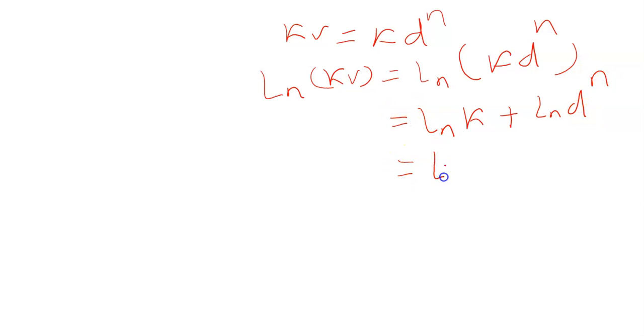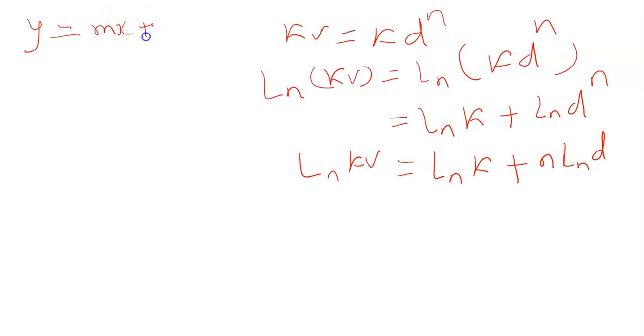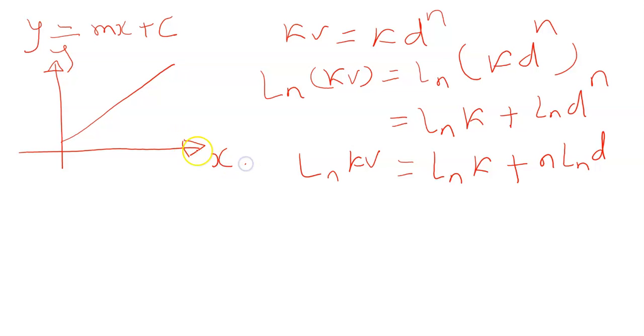Write down all the steps. Yesterday we have seen this concept in the derivation also. So it will be n log d. So log kilovolt is equal to log K plus n log d. So this is a straight line equation. You know the equation of a straight line is generally y is equal to mx plus c. In the graph, these are y coordinates and these are x coordinates.